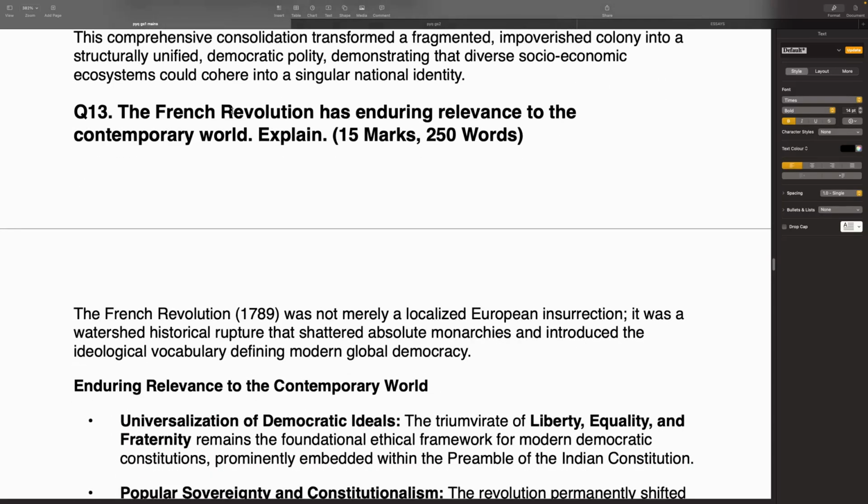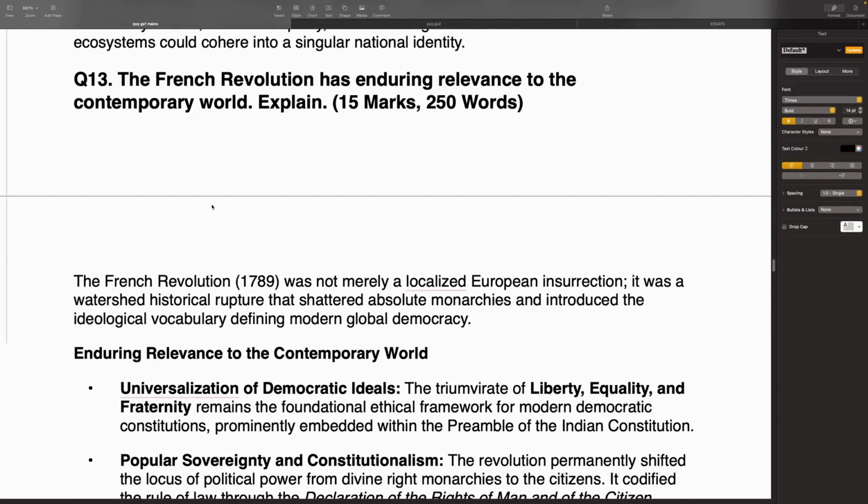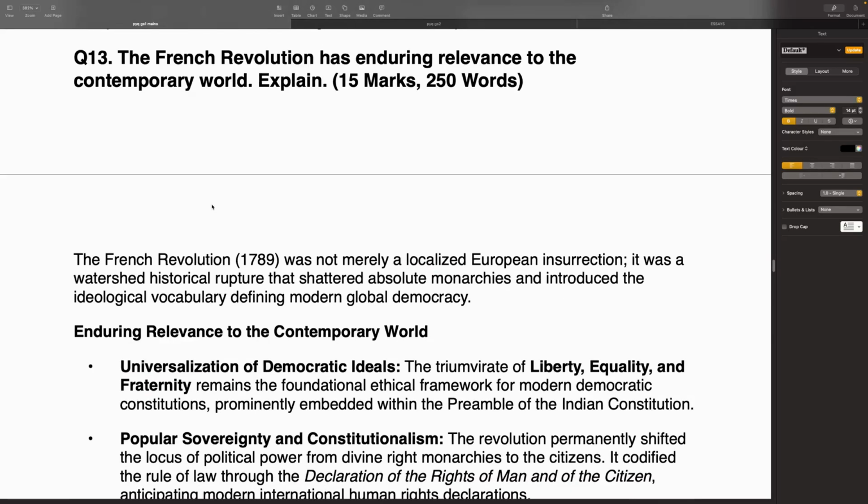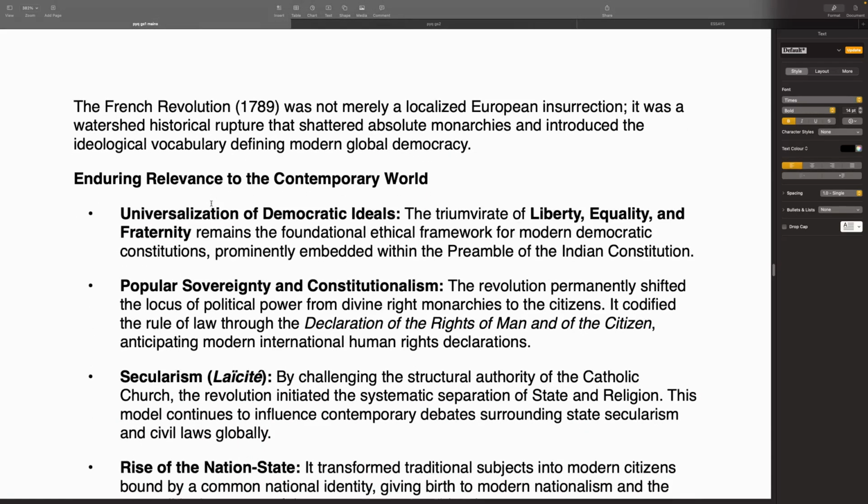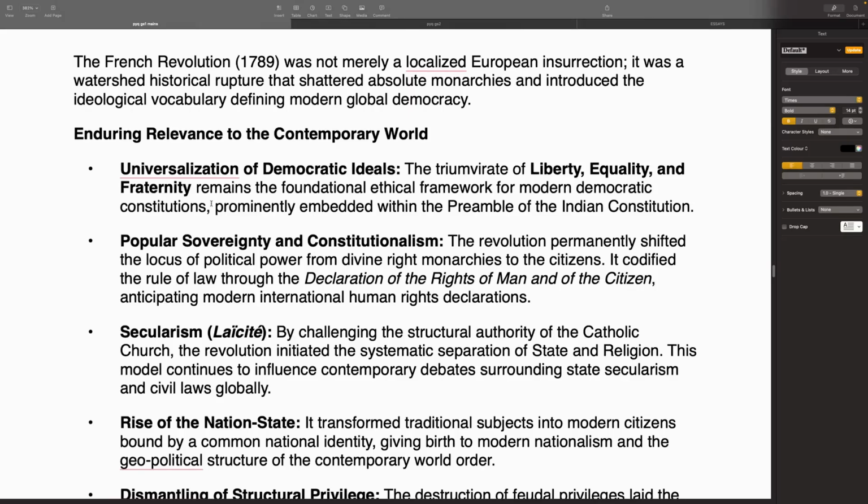The French Revolution has enduring relevance to the contemporary world. Explain. The French Revolution (1789) was not merely a localized European insurrection. It was a watershed historical rupture that shattered absolute monarchies and introduced the ideological vocabulary defining modern global democracy. Enduring relevance to the contemporary world.